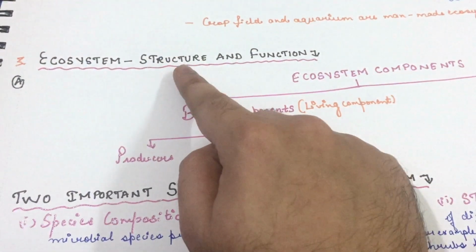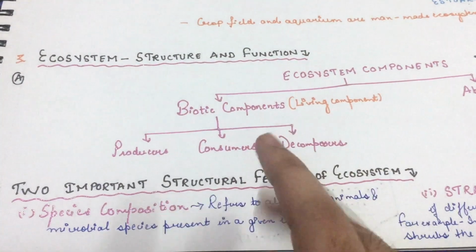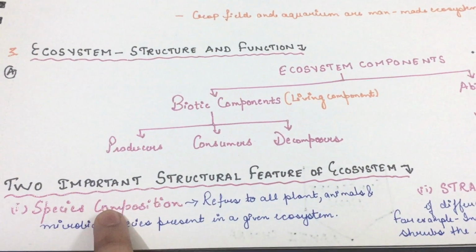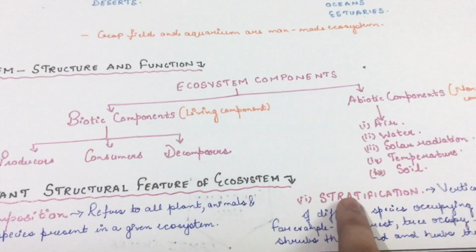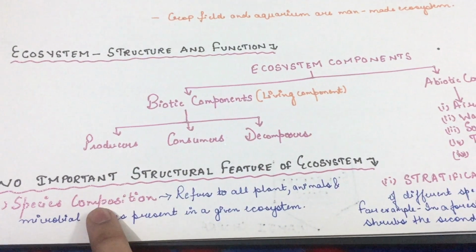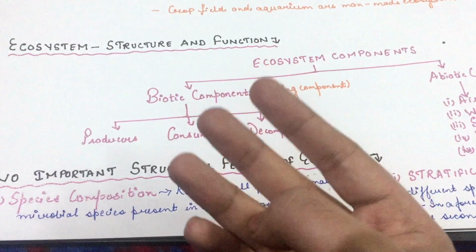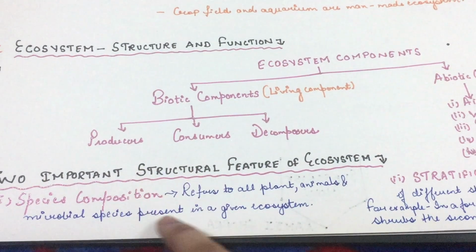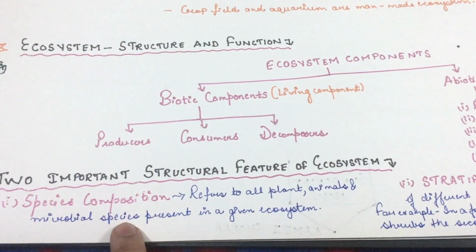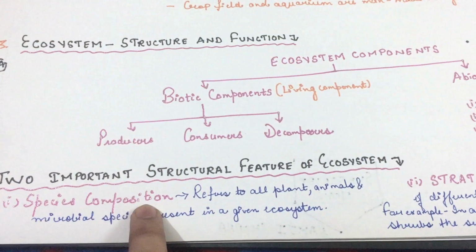Let us look at the structural features of an ecosystem. There are two important structural features of an ecosystem: species composition and stratification. So what is species composition? Species composition refers to all plants, all animals, and all microbial species present in an ecosystem. So all plants, all animals and all microbial species in a given ecosystem constitute the species composition.